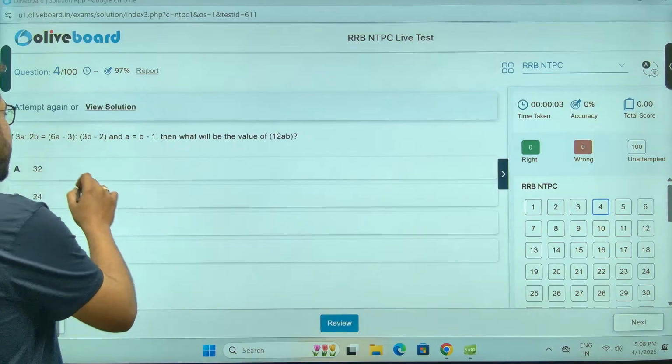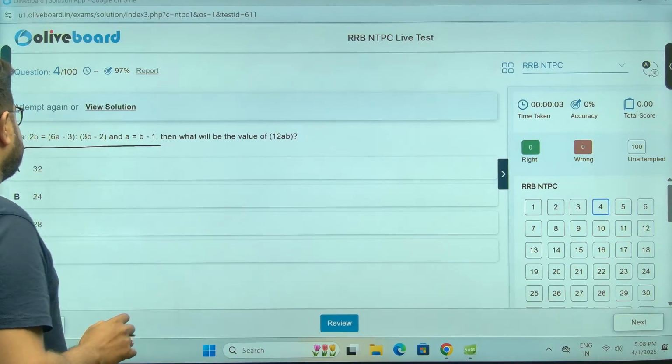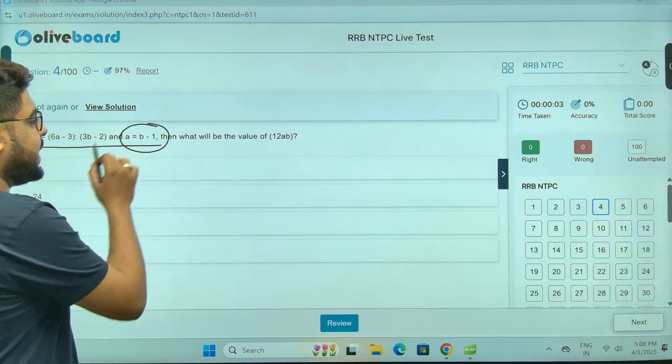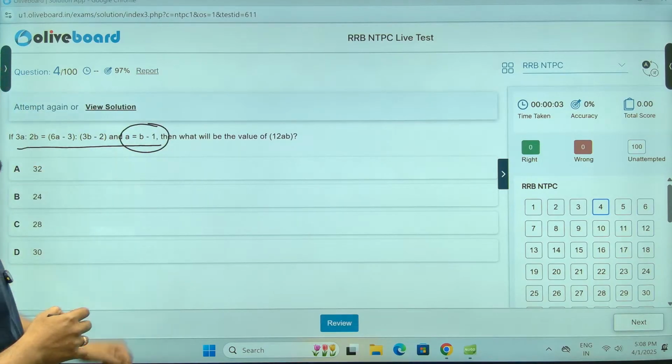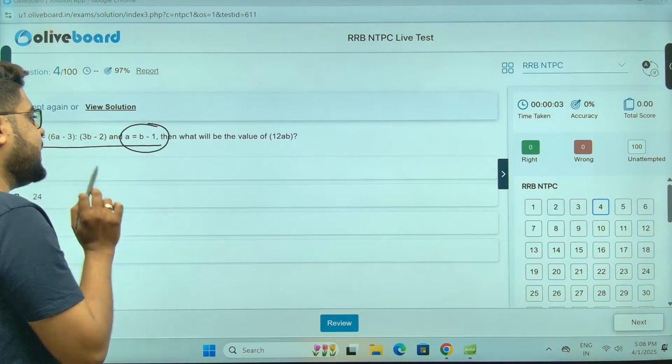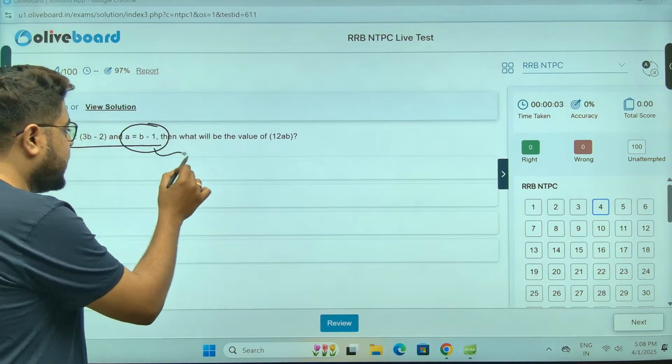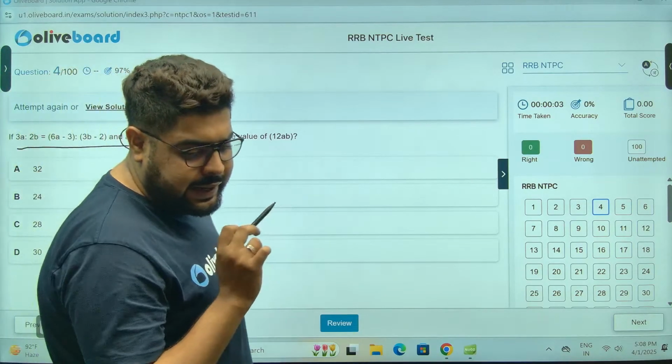So this one. 3A ratio 2B is given, 6A minus 3 ratio to 3B minus 2 is given, and A is given as B minus 1. You can do it normally, but let's check. If you do it normally, it will eat up a little bit of time.